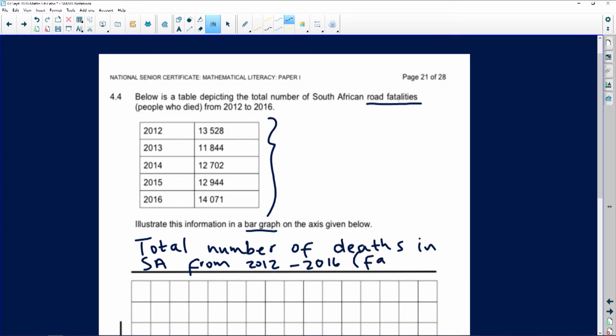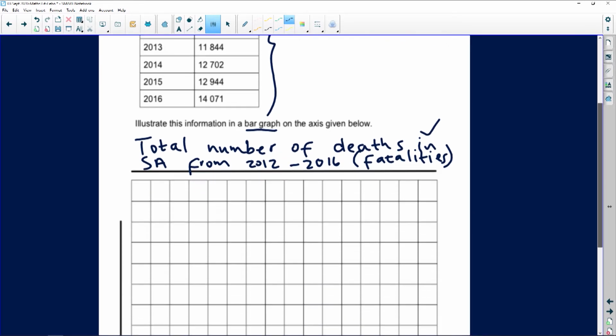So that is in terms of fatalities. Guys, it's very important that you write the right thing here. Fatalities. I think I wrote that correctly. Perfect. So now I've got the title of the graph. I get a mark for that. I've got 1 out of 9 even before I move anywhere.